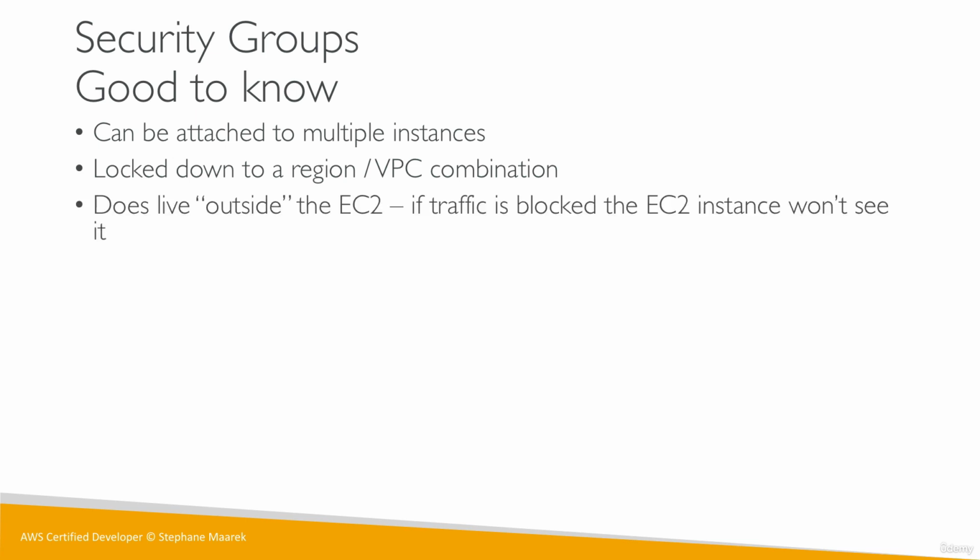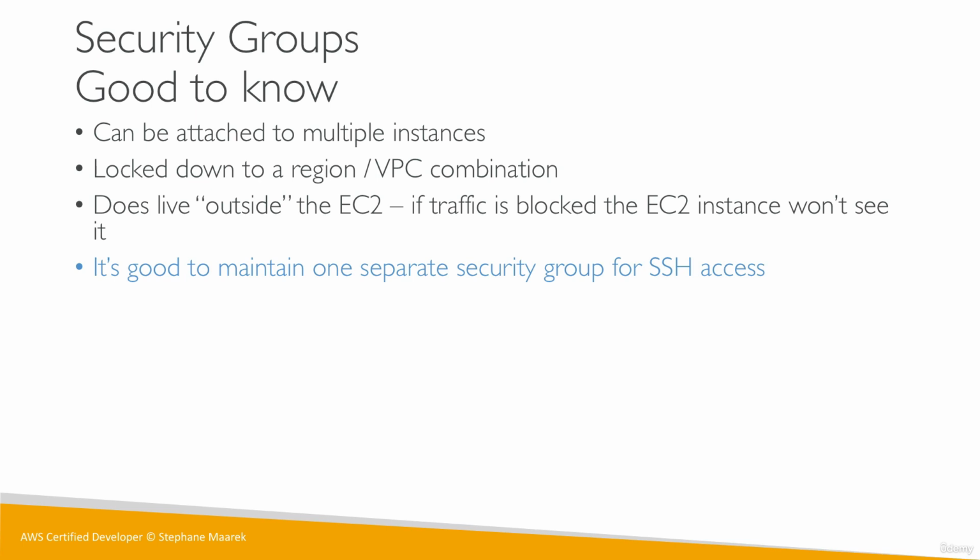The security groups live outside the EC2, so as I said, if the traffic is blocked, the EC2 instance won't even see it, okay? It's not like an application running on EC2, it's really a firewall outside your EC2 instance. To be honest, and that's just an advice to you from developer to developer, but it's good to maintain one separate security group just for SSH access.